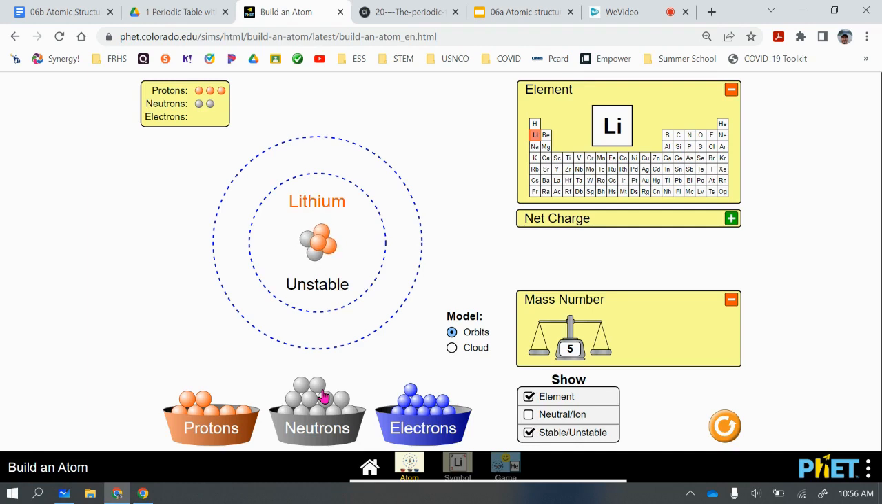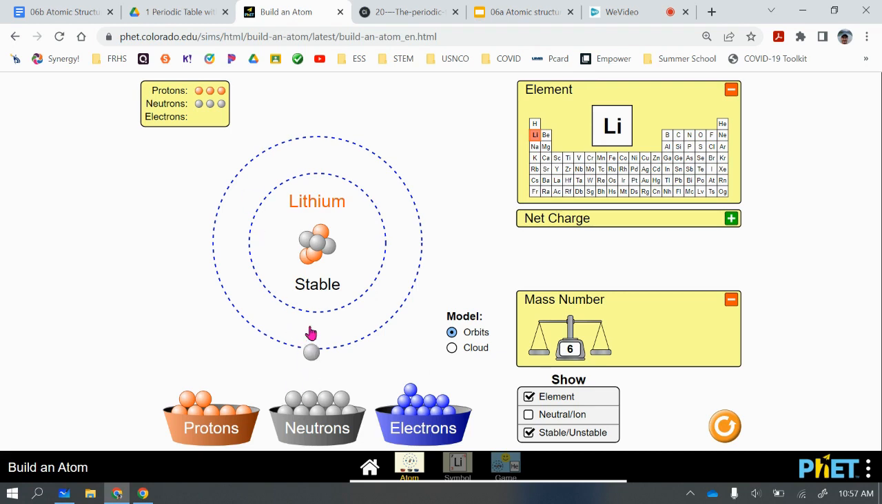The nucleus wouldn't be stable, and it would go through a radioactive change, which we'll talk about in another unit as well. So now if I add another neutron, now we have the right amount, like a 1-to-1 ratio, but it doesn't always have to be 1-to-1. You'll see if I add, and by the way, look at the mass number here. Right now, the mass number is 6 because I have 3 protons and 3 neutrons.